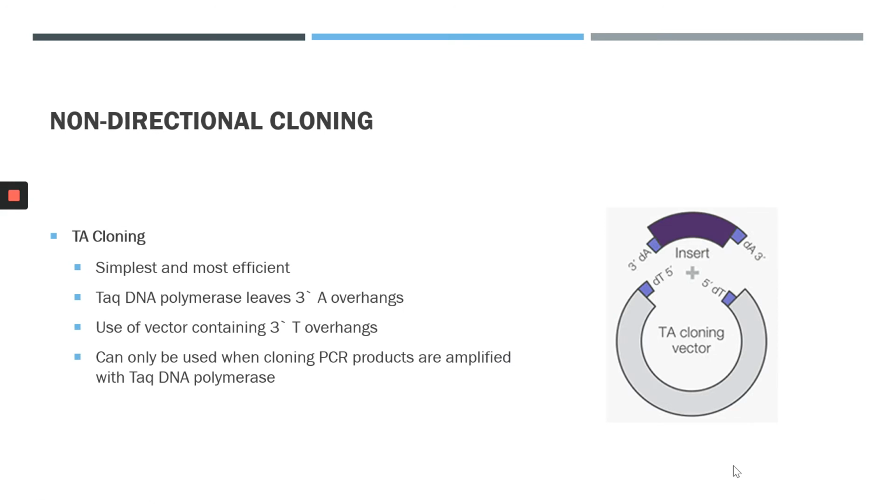TA cloning is the simplest and most efficient form of non-directional cloning. TA cloning is based on the property of Taq DNA polymerase. PCR products that are amplified with Taq DNA polymerase leave 3' overhangs. This property is used to our advantage for TA cloning. Cloning vectors are engineered to contain 5' T overhangs, and this allows for the 3' A overhang and the 5' T overhang to ligate to each other. This cohesive overhang promotes binding of the vector and insert DNA and also prevents religation of the vector to itself.